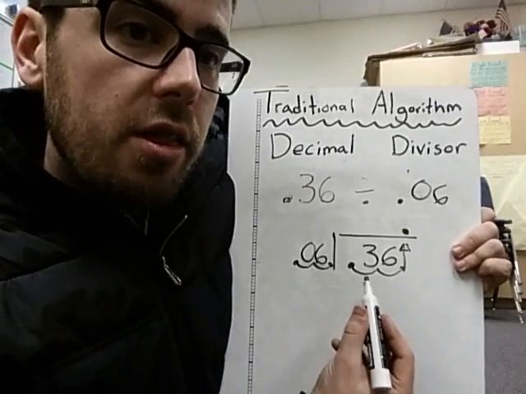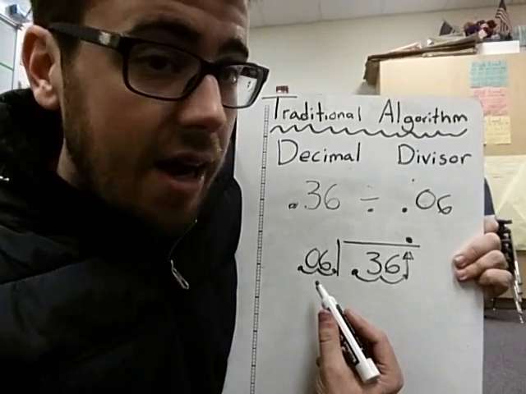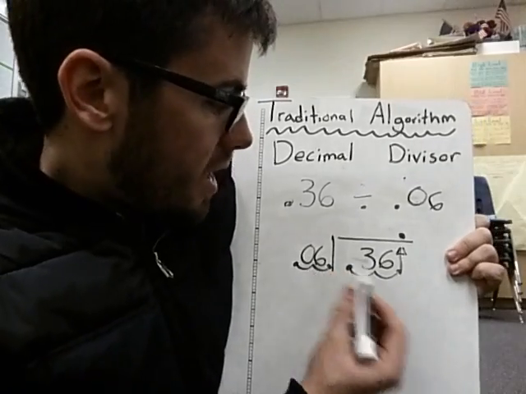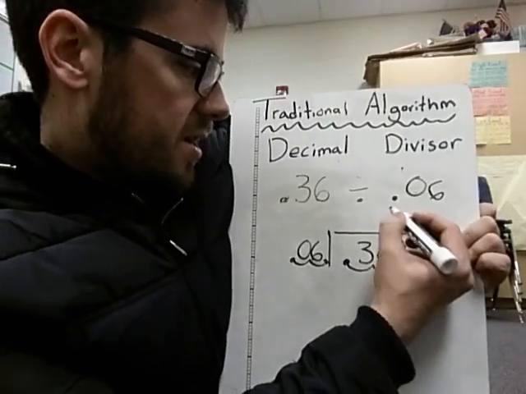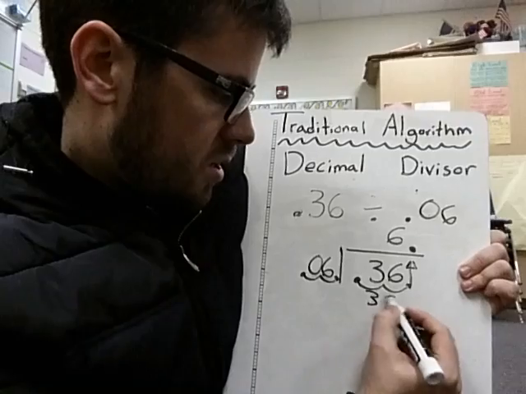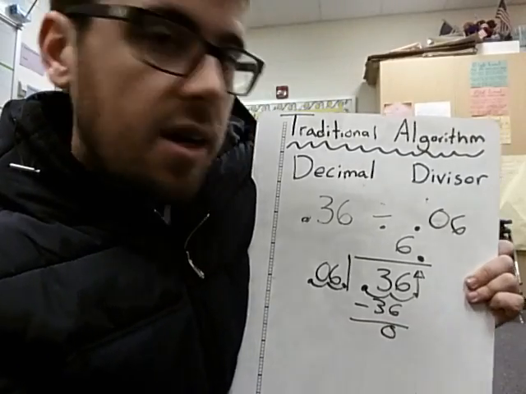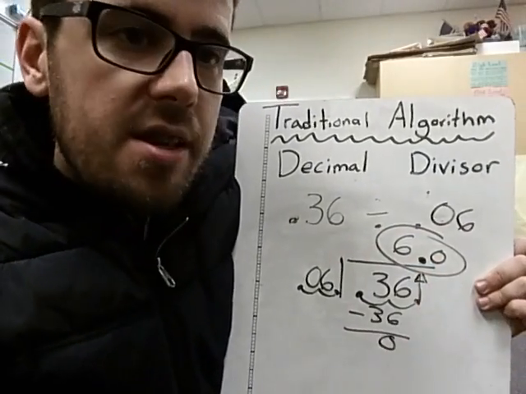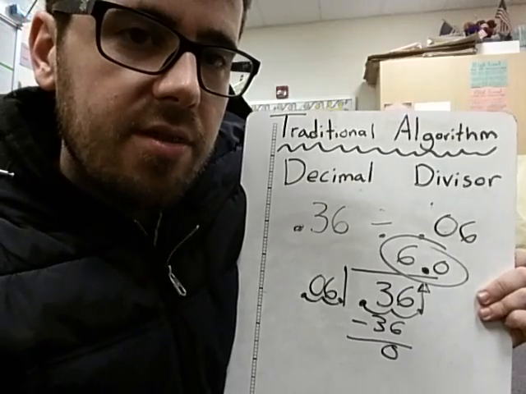Okay. Now we're dealing with regular old 36 divided by 6. Okay. We know that 6 goes into 36 6 times. We subtract. Our answer is 6. Okay?